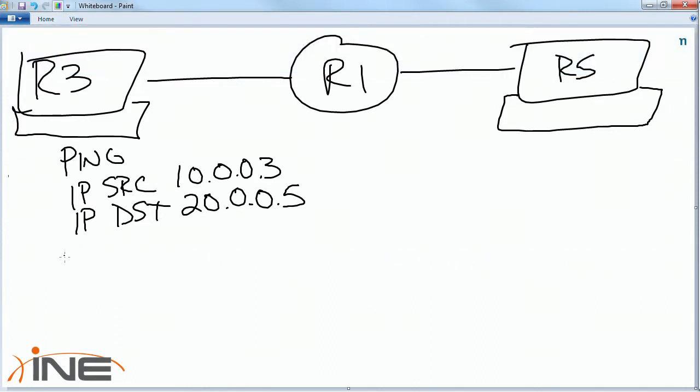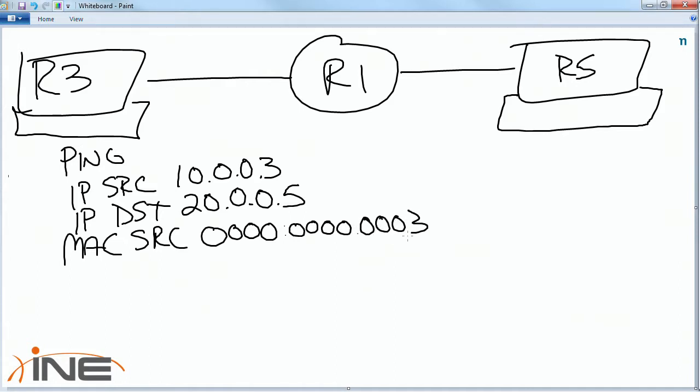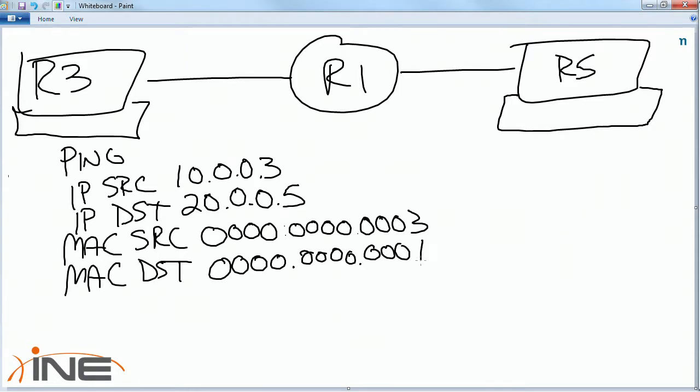Then the MAC address source, whatever router 3's MAC address is, I had it configured as 0000.0000.0003. The MAC address destination is who? It's the gateway's address. So in this case, it is router 1. This here is a layer 2 unicast. So it's going from the sender to the next hop on the network.